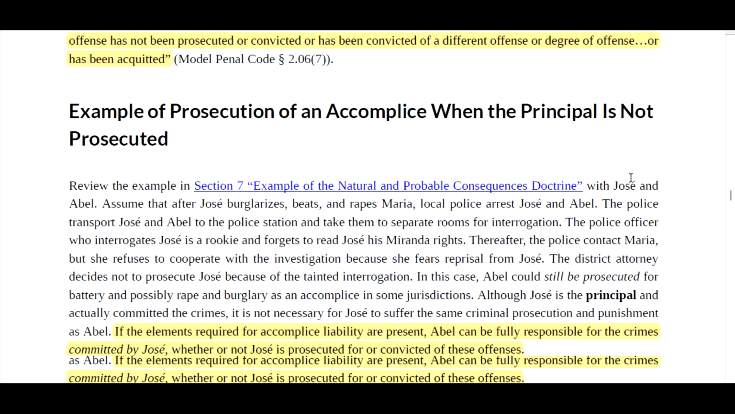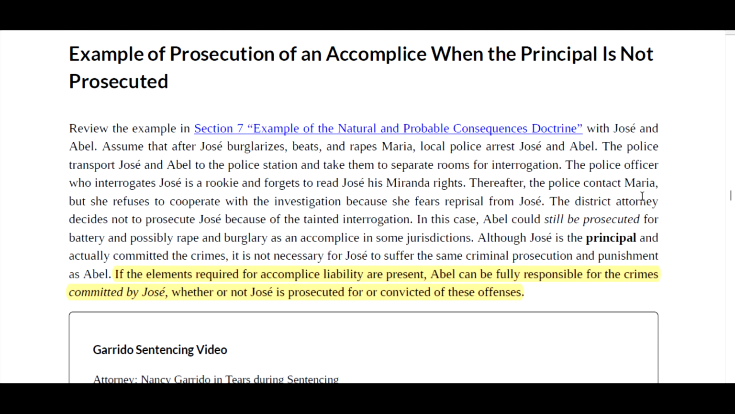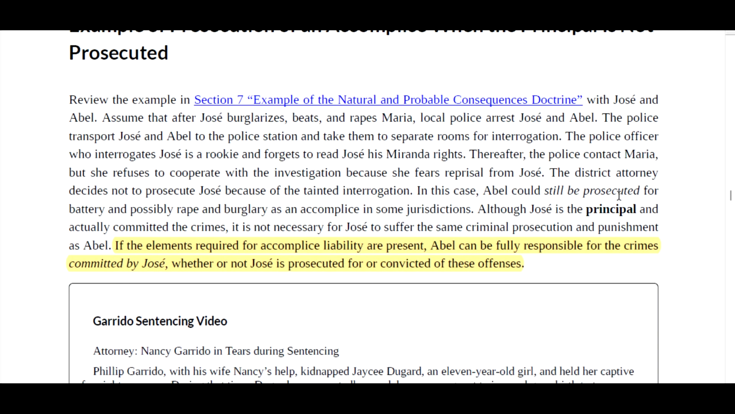So, just to get us in, going back to the example of Jose and Abel, thinking about this, just to go real quickly without going back into it, assume that after Jose burglarizes, beats, and sexually assaults Maria, local police arrest the two men. The police take them to the police station and put them in separate rooms for interrogation. The police officer who interrogates Jose is a rookie and forgets to read Jose his Miranda rights. Thereafter, police contact Maria, but she refuses to cooperate because she fears reprisal. The DA decides not to prosecute because of the tainted interrogation.